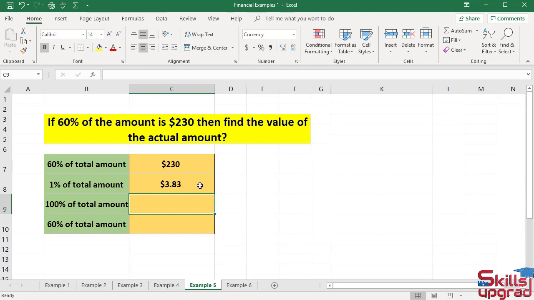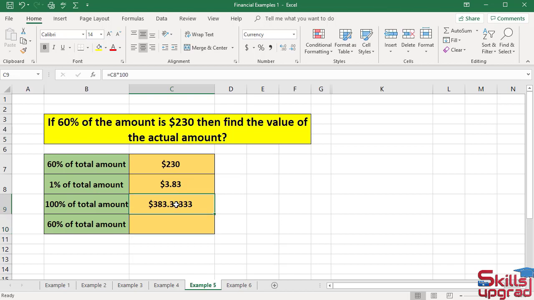To calculate 100% of total amount, active this cell reference. That amount will be called actual amount. Enter equal sign. Multiply 1% of total amount by 100. You will have actual amount. Click this cell reference. Enter multiplication operator. Type 100. Press enter key.